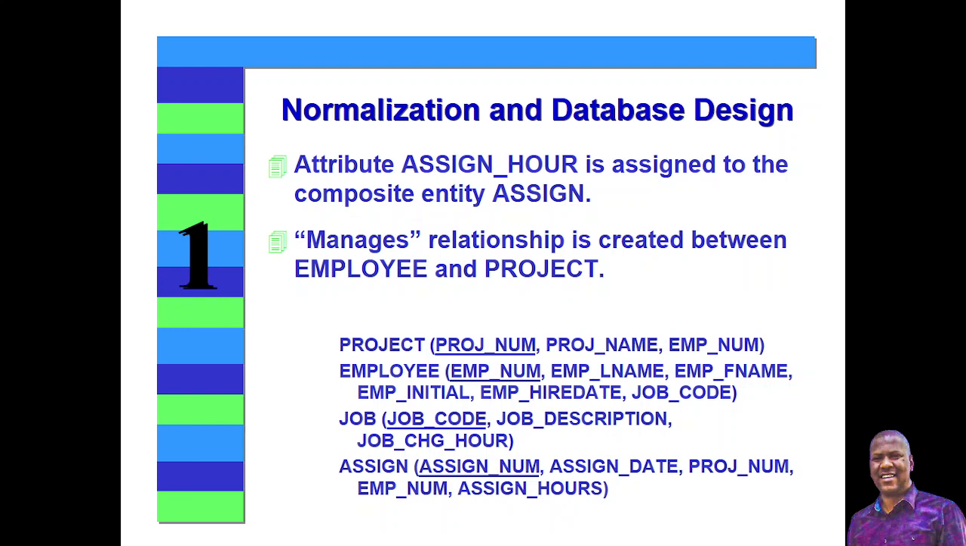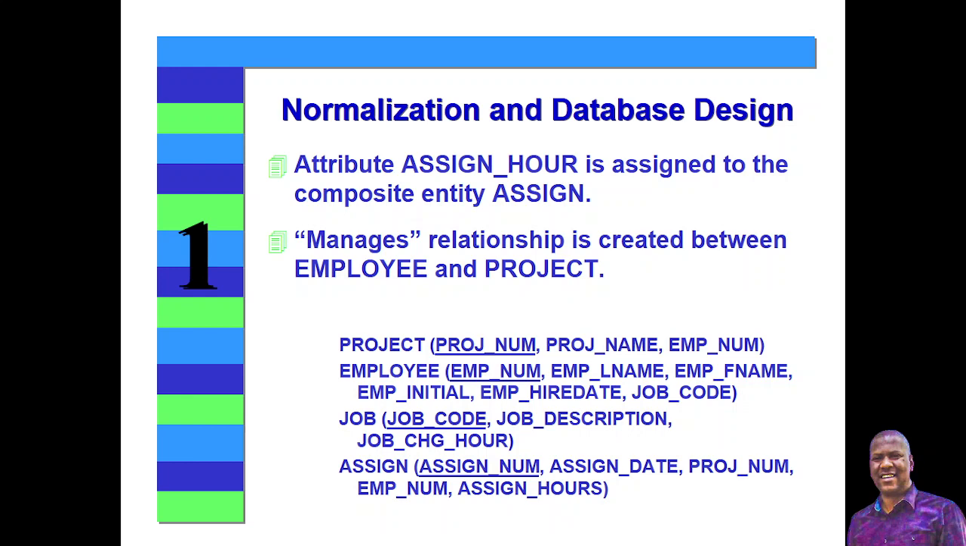Just to understand what happened behind the scenes during the normalization: the assign attribute is assigned to the composite entity assign. So we have a particular new attribute and a new entity, as you can see. We also have the manages concept, the relationship created between the employee and the project. As you can see, the various entities have been broken down and associated with different attributes. And better still, the relationship between the project and the employee, the job and the employee, and the assign between the employee and the project.